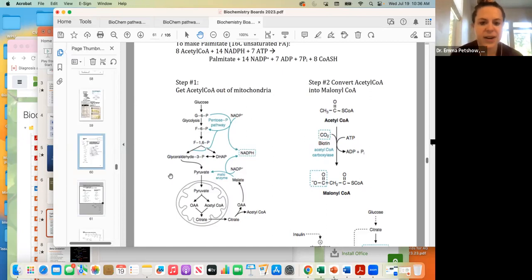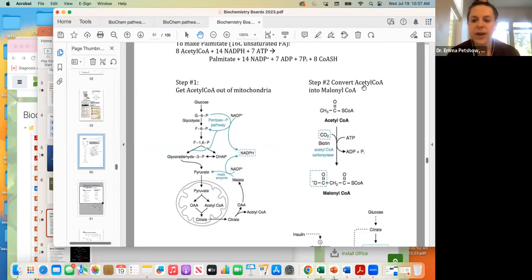So we have our acetyl-CoA located here. To get it out of the mitochondria, I mentioned this already, we have to convert it to citrate, and then citrate has a shuttle. So citrate can get out. Then from here, we can convert citrate back into acetyl-CoA. So that's kind of our big thing. Step 1, use the citrate shuttle to get acetyl-CoA out of the mitochondria.